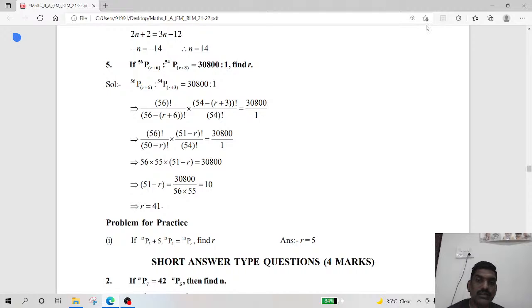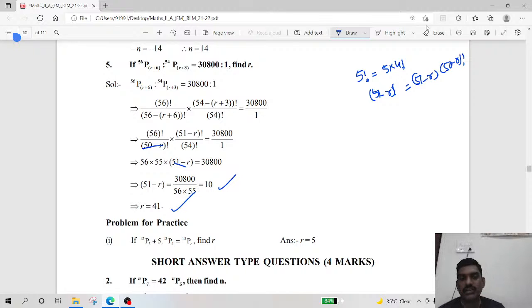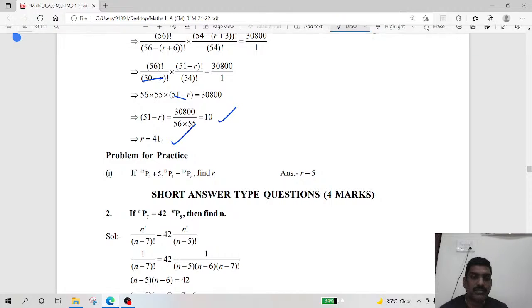One point I can tell you here, we have 5 factorial. How do you write this 5 factorial? 5 into 4 factorial means one is reduced, no? One value is reduced. So here 51 minus r factorial is there. That is nothing but 51 minus r into 50 minus r factorial. Already 50 minus r factorial is there in the denominator, so this gets cancelled. 51 minus r is left. So here 30,800 divided by 56 times 55, that is 10. 51 minus r is 10, then r is equal to 40. Clear?